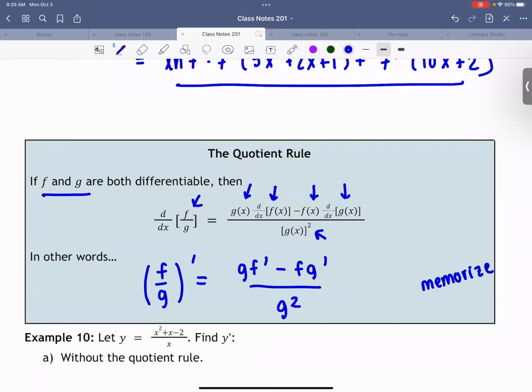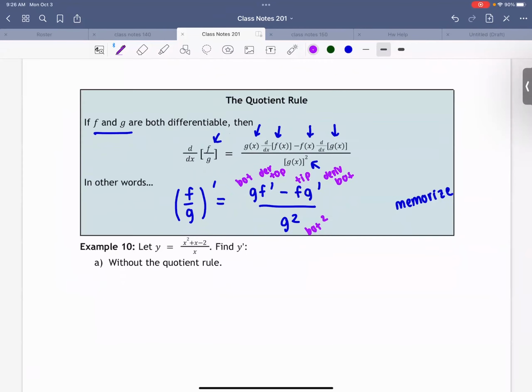The way I like to talk about this is instead of using g, I'll use the word bottom. So bottom times derivative of top, minus the top times the derivative of the bottom, over the bottom squared. That's kind of how I like to talk about this. Okay, let's try to apply this to an example here.